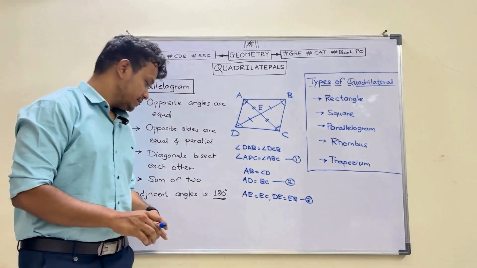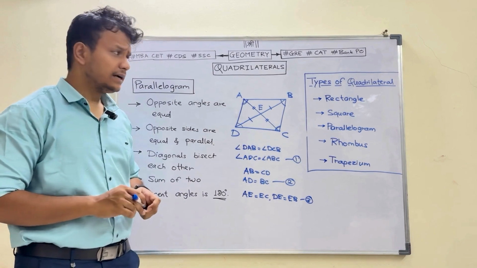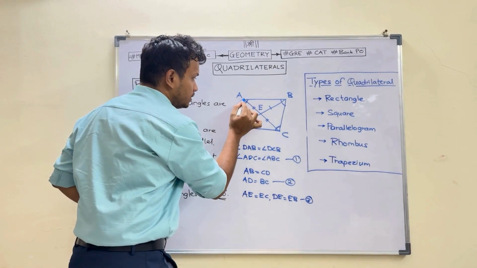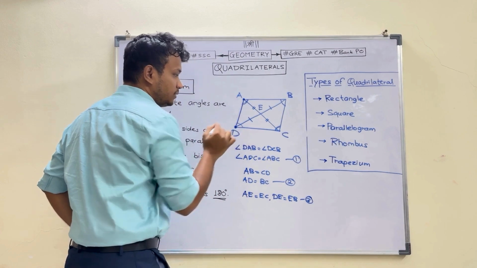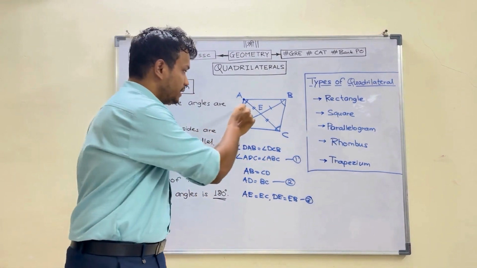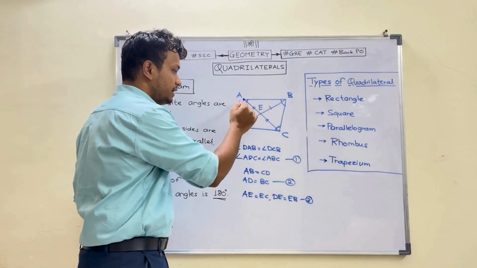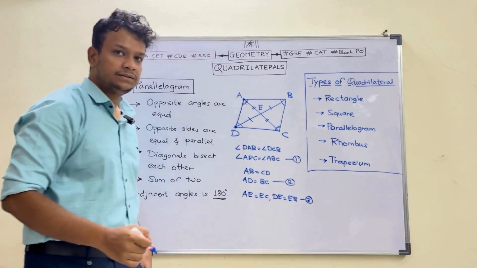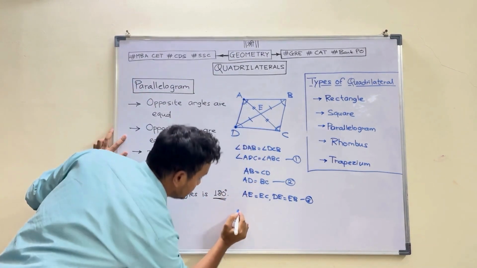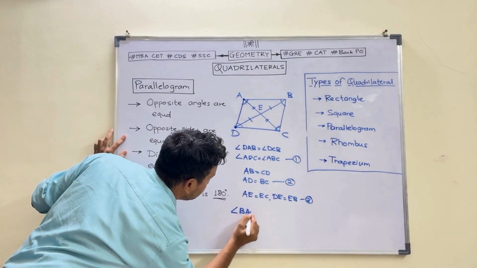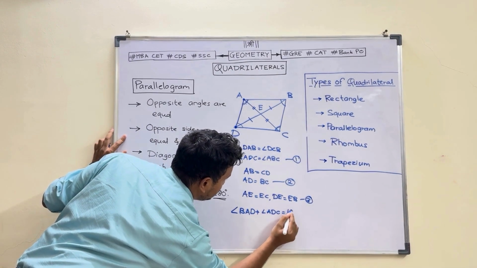The fourth property tells us the sum of two adjacent angles is 180 degrees. Now what are the adjacent angles exactly? If you see here, vertex A and vertex D, these two are adjacent vertices, correct? So angles made at adjacent vertices, we call them adjacent angles. So here angle BAD and angle ADC are adjacent angles, and the sum of these angles in a parallelogram is always 180 degrees. So I'll just draw it here, angle BAD plus angle ADC should be 180 degrees.